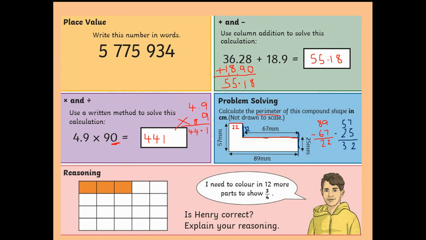So I've got 22, add 32, add 67, add 25, add 89, add 57. If you've added those all up together already, the total would be 292 millimeters. Because notice this is millimeters, but the question is asking for centimeters. So there are 10 millimeters in 1 centimeter. So I've got to divide this by 10, which will make 29.2.